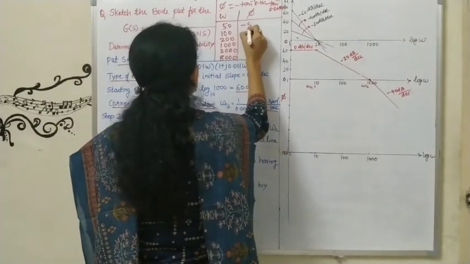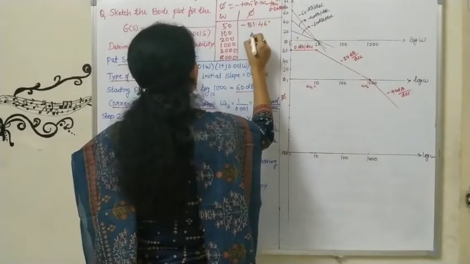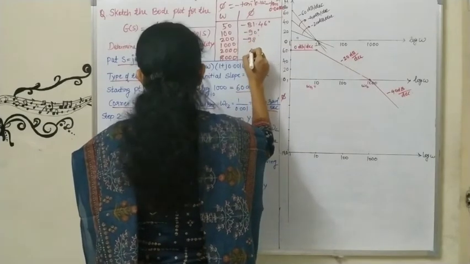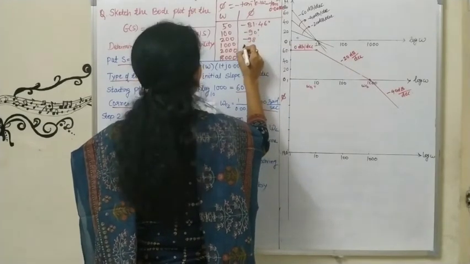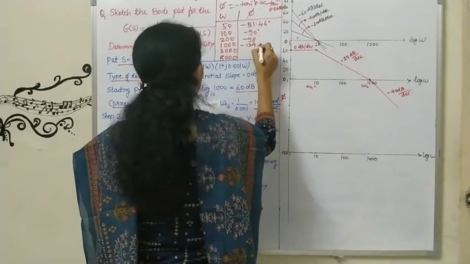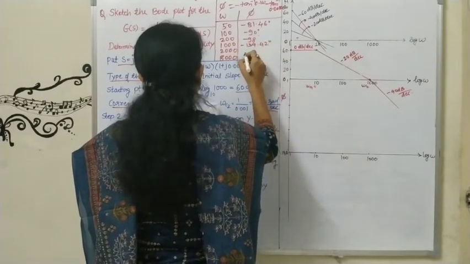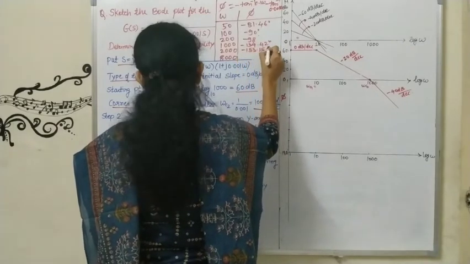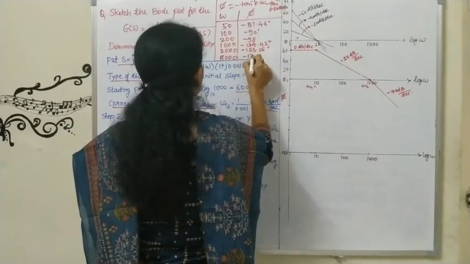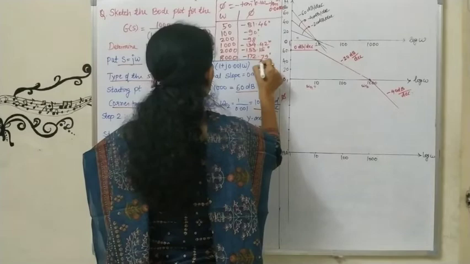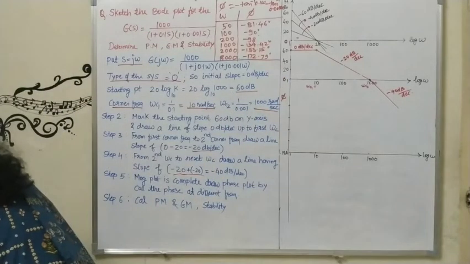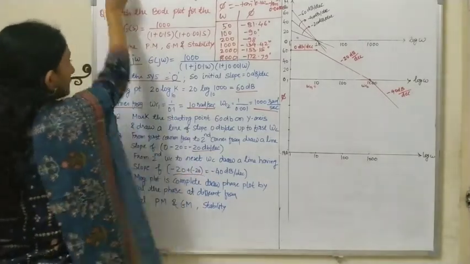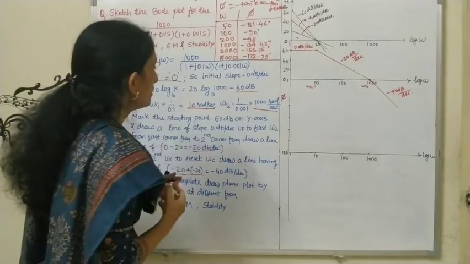So look at this: minus 81.46 degrees, minus 90, minus 98, then for 1000, minus 134.42 degrees, then for 2000, minus 153.15, and the last is minus 172.79 degrees. I have just written the answers here. Now I will draw the phase plot, so I start with the phase plot.